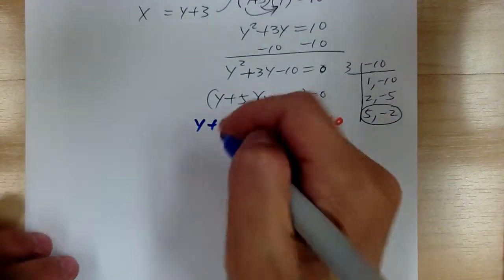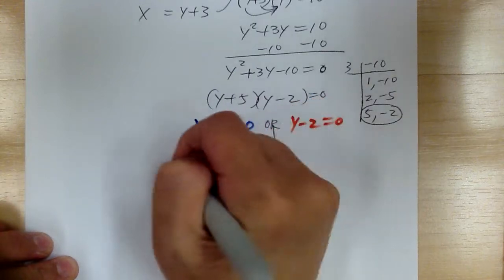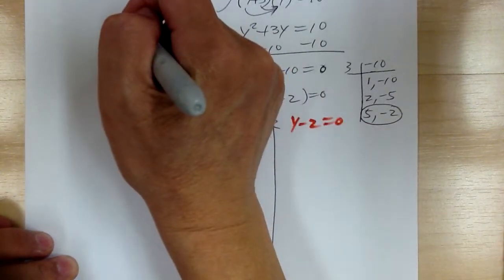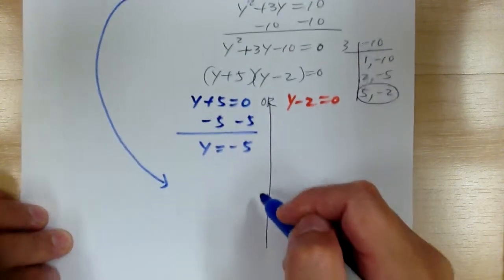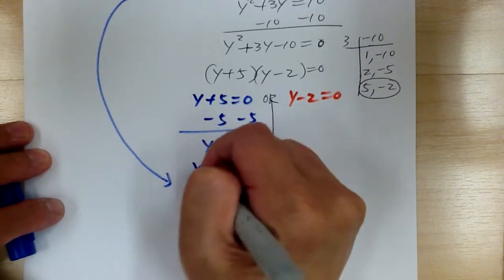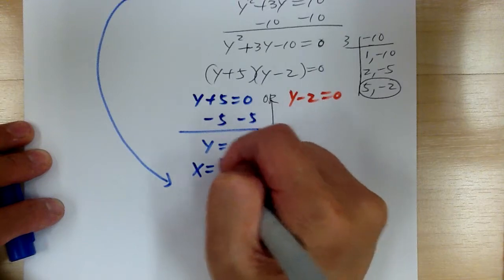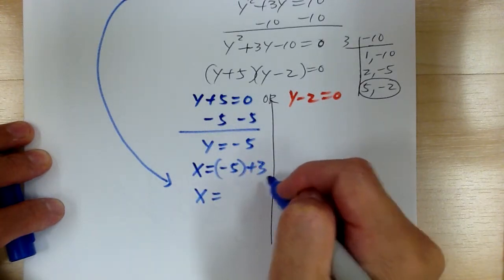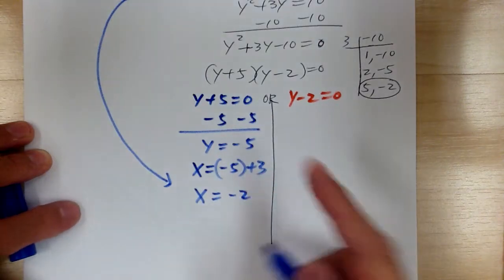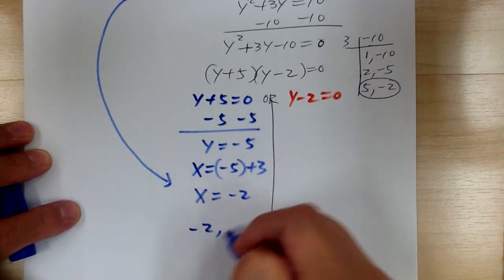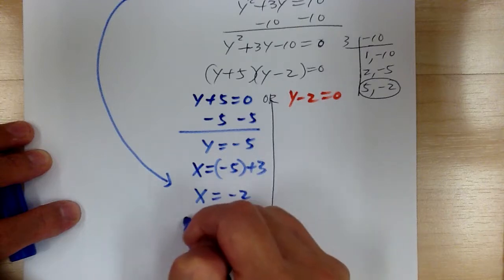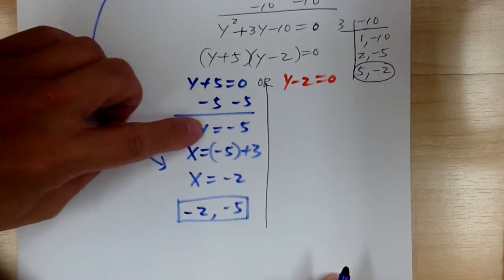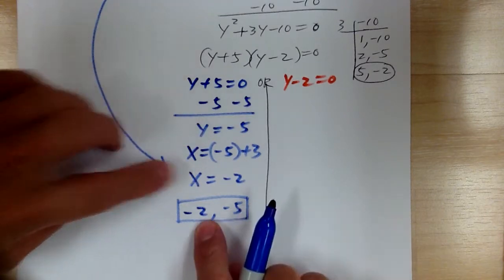From here, to solve, you're going to get minus 5, minus 5. So you're going to get y equal to negative 5. Then from here, you have to use this one over here to solve. So you're going to get x equal to negative 5 plus 3. So you're going to get x equal to negative 2. So your answer would be negative 2, negative 5. So from the blue side, you get y equal to negative 5, x equal to negative 2.